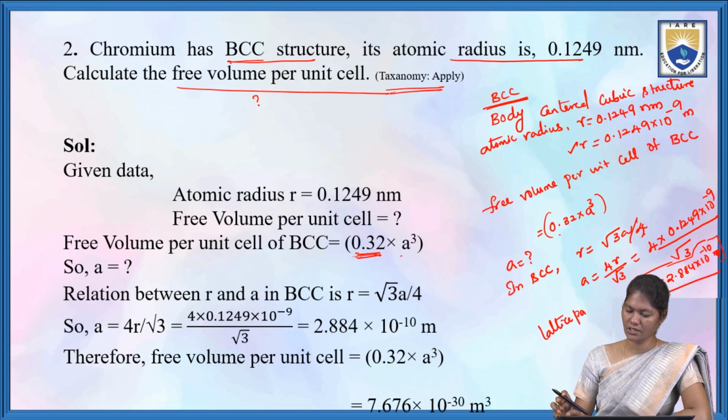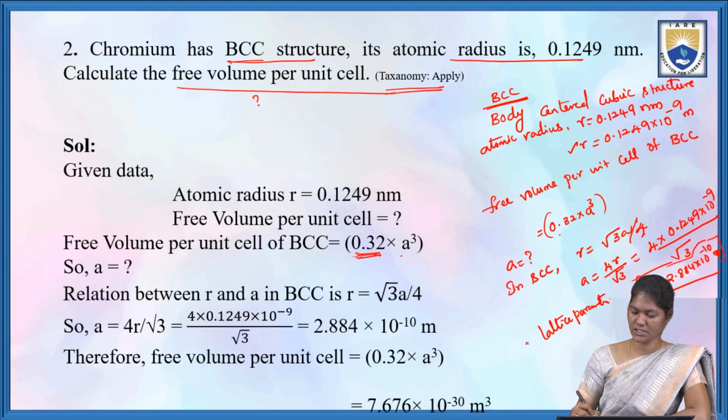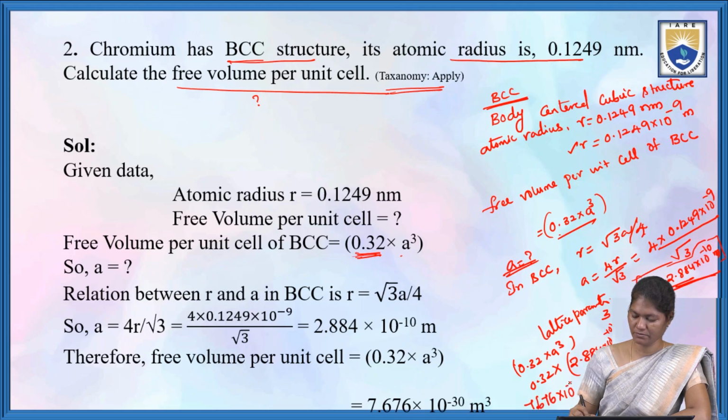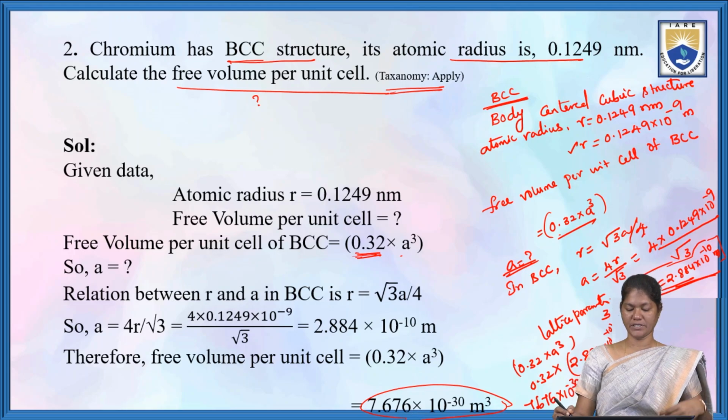So here A is 2.884 into 10 power minus 10. To calculate the free volume, 0.32 into A cube. So 0.32 into 2.884 into 10 power minus 10 whole cube. That is equal to 7.676 into 10 power minus 30 meter cube. And this is the free volume in the chromium BCC structure.